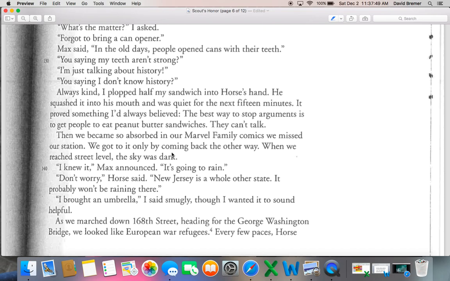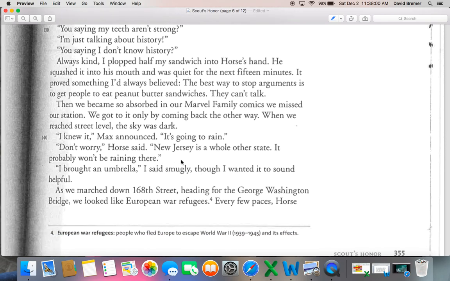We got to it only by coming back the other way. When we reached street level, the sky was dark. "I knew it," Max announced. "It's going to rain." "Don't worry," Horace said. "New Jersey is a whole other state. It probably won't be raining there." I brought an umbrella, I said smugly, though I wanted to make it sound helpful.